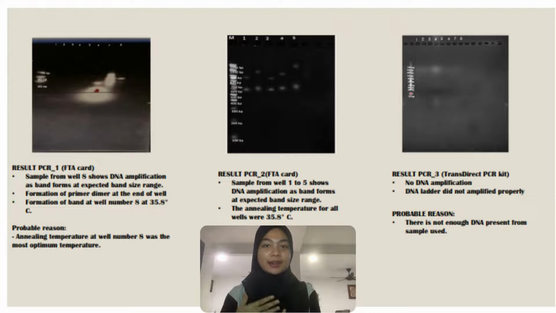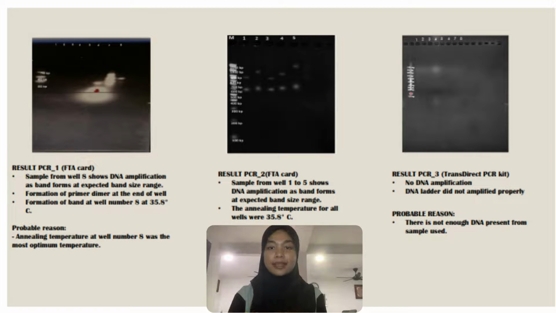For the next PCR experiment, PCR2, samples from well 1 to well 5 show DNA amplification as bands formed at expected band size range as shown in the picture. PCR conditions were optimized, and learning from experiment PCR1, the annealing temperature was set at 35.8 degrees Celsius, and there were amplicons showing.